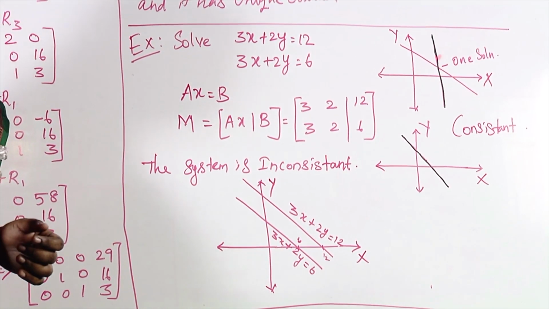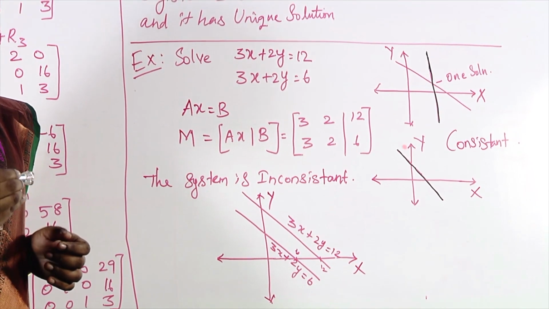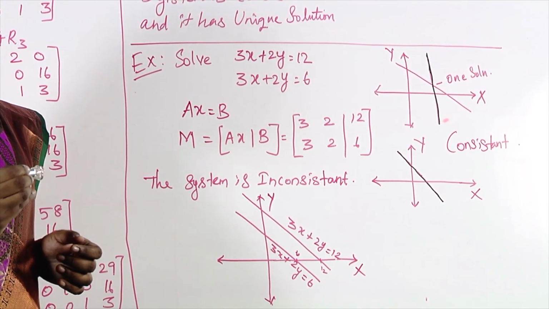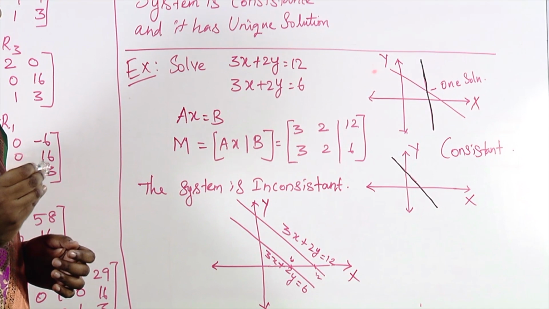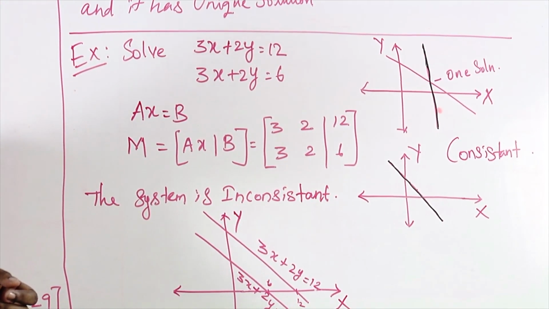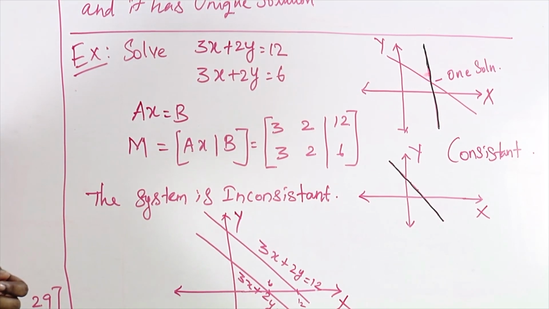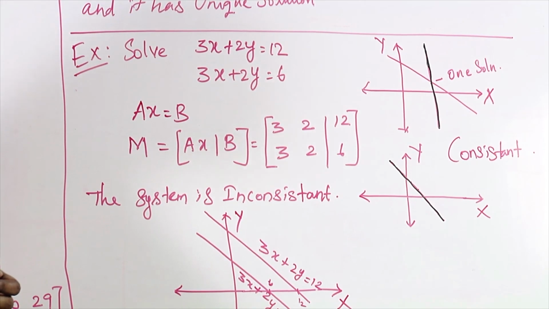This is just an interpretation of a system having one solution, again in two variable form. If you have x, y as two variables, and this is one equation, this is another equation, you can see it intersects at a single point. Therefore, we call this a one solution system, that is a unique solution system of equations, and this is consistent.